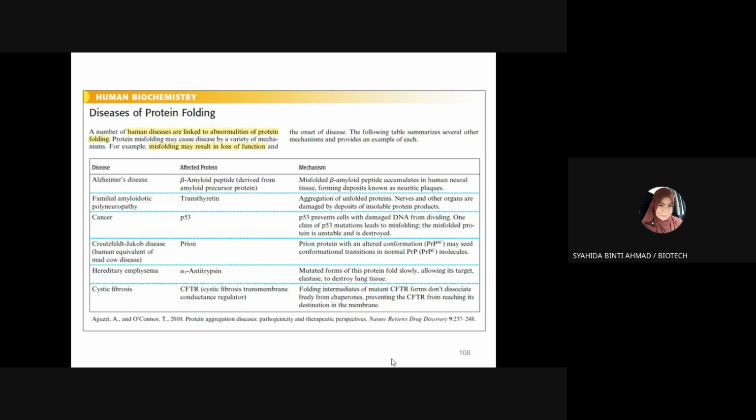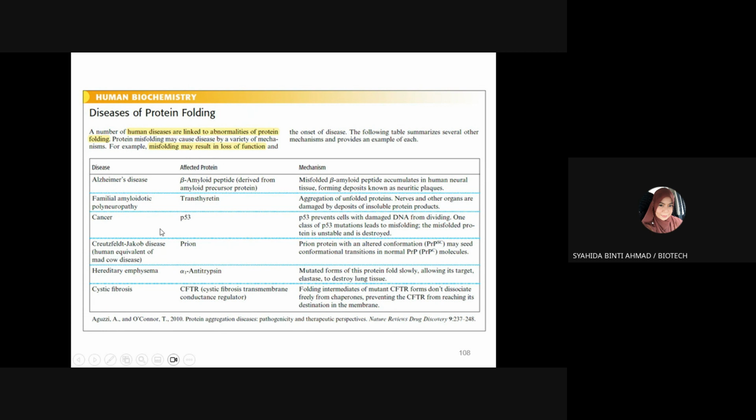There are also other diseases related to protein folding. Abnormalities of protein folding may result in loss of function. For example, Alzheimer's disease, which is common. Beta amyloid peptide derived from the amyloid precursor is misfolded. Beta amyloid peptide accumulates in human neural tissue. When we get older, this beta amyloid becomes misfolded.